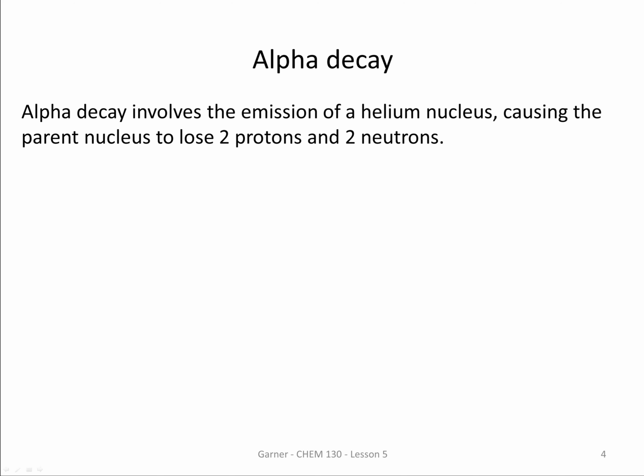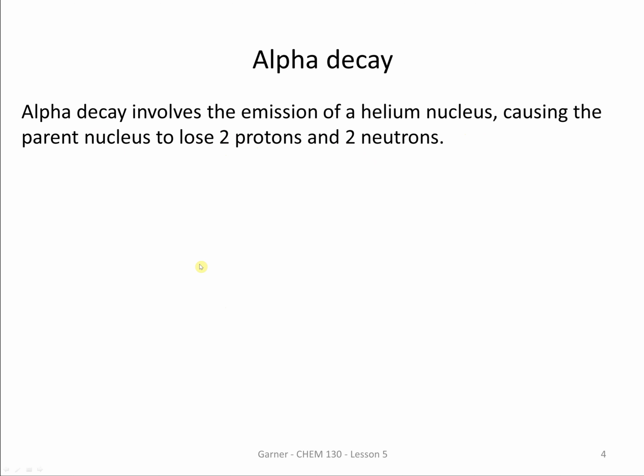In this video, we're going to take a closer look at the different modes of radioactive decay that we introduced in the last video. The first mode of decay that we're going to examine is alpha decay. As we saw, alpha decay involves the emission of a helium nucleus from an atom, and this causes the parent nucleus to lose 2 protons and 2 neutrons. So it's a helium-4 nucleus that's being emitted. It has a mass number of 4 since it contains 2 of each of these subatomic particles.